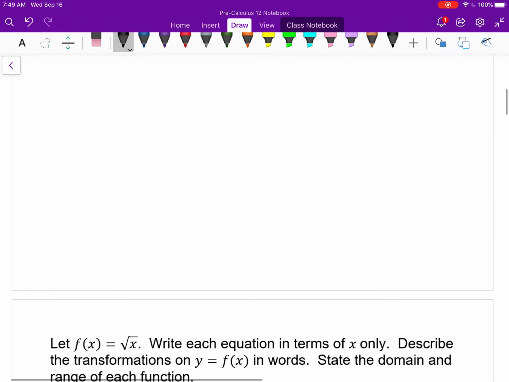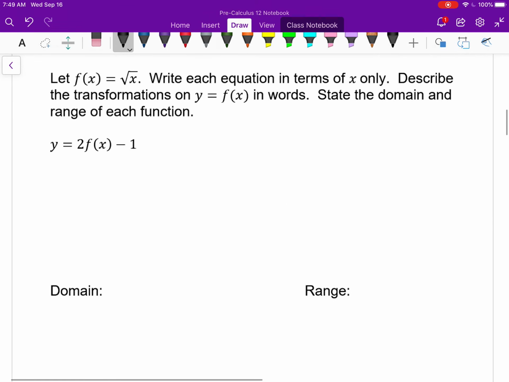So now let's transform this function. First, I want to just focus on the equations before I actually get into any details of graphs. For each of these equations, I want to write the equation in terms of x only. Notice the first equation is in terms of x and f, so I want to write it in terms of just x and y. I want to describe the transformations in words between this and what f of x looks like, and I want to state the domain and range of each.